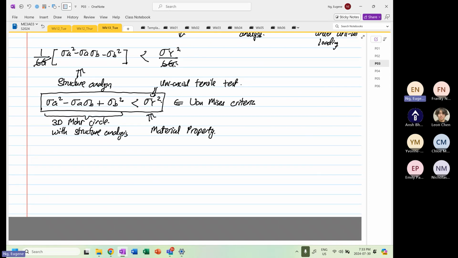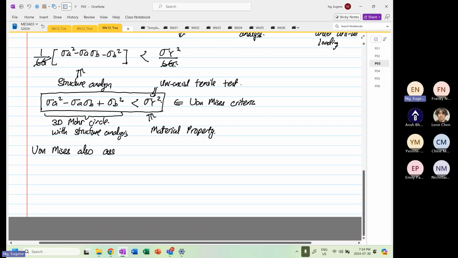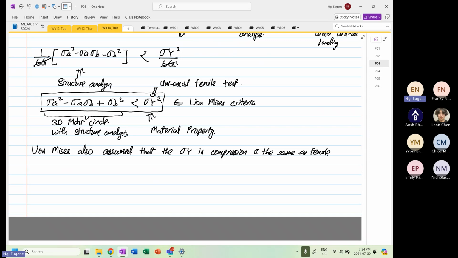Now, von Mises makes another assumption. The assumption he makes is that von Mises also assumes that the yield stress in compression is the same as in tension.